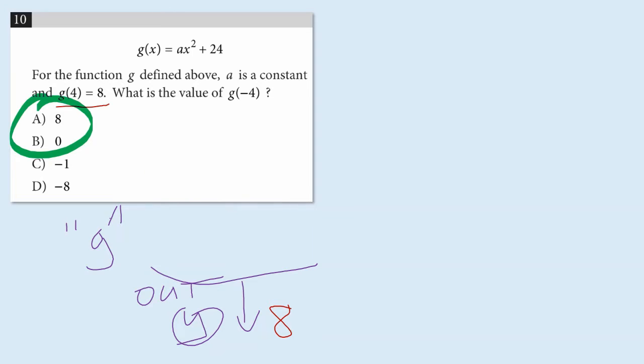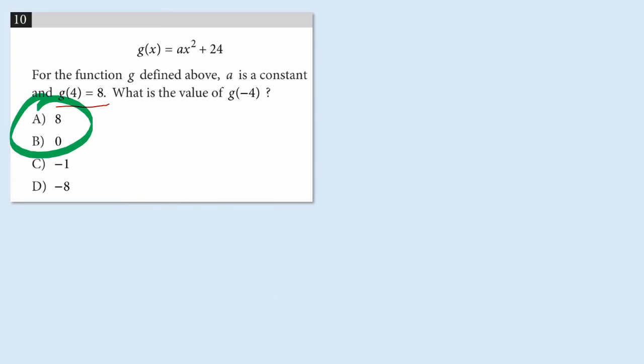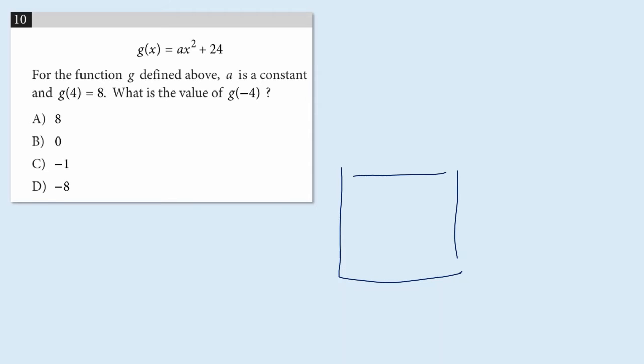But the point of these videos is to try to expose you to strategies that can simplify the problem solving so that you can get through more problems on the SAT math test. So I'm going to show you another strategy, and hopefully you will appreciate this. Okay, so let's look at this another way. We're still going to have the machine. It's called the G machine. Something goes in and something comes out.